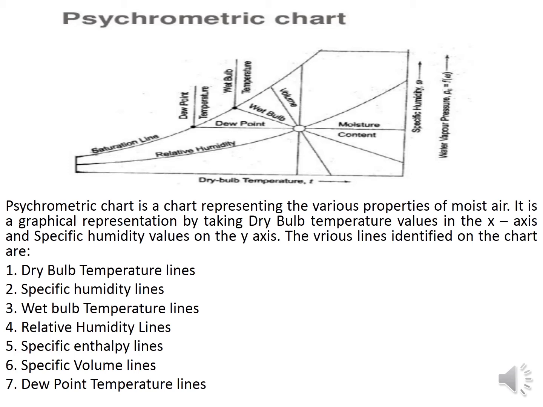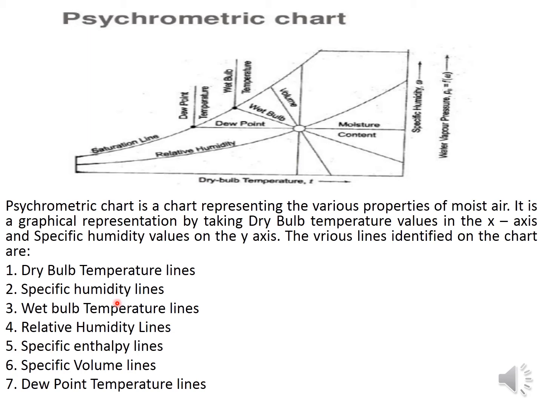So this psychrometric chart represents various properties of moisture. It is a graphical representation by taking dry bulb temperature values on the x-axis, and specific humidity values on the y-axis. So this is the dBT versus phi, that is this specific humidity, right? So the various lines identified on this chart are dry bulb temperatures. These are the dry bulb temperatures which will be identified on the x-axis. Specific humidity lines on the y-axis.